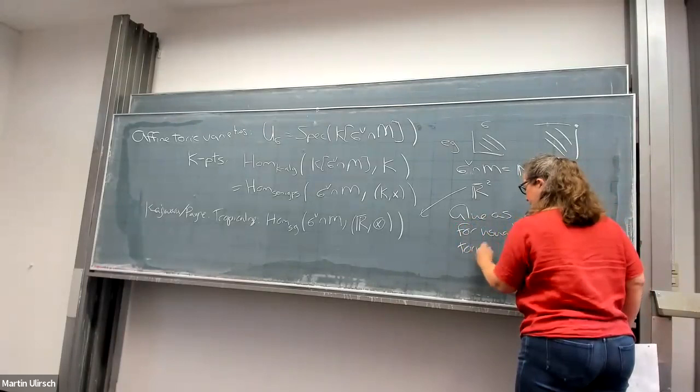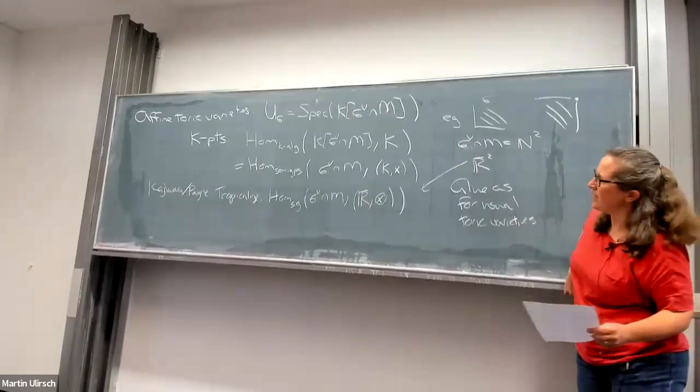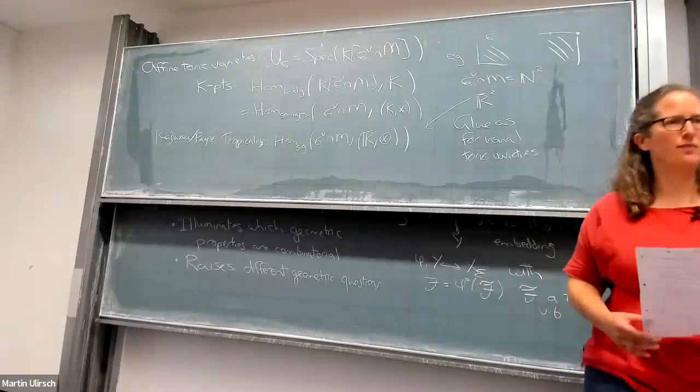So we're now ready to start talking about vector bundles. And I want to start by saying, what am I going to mean by a vector bundle on a toric variety?